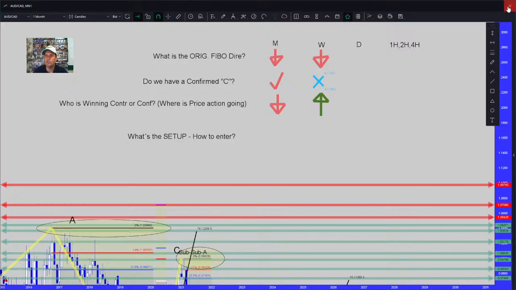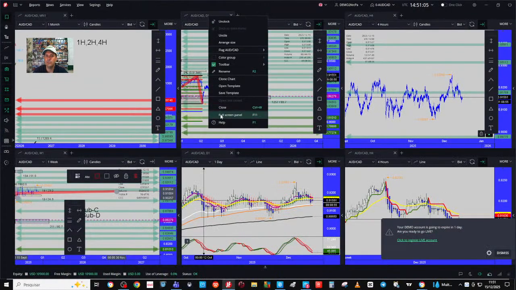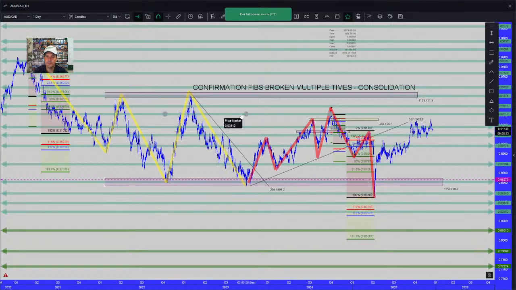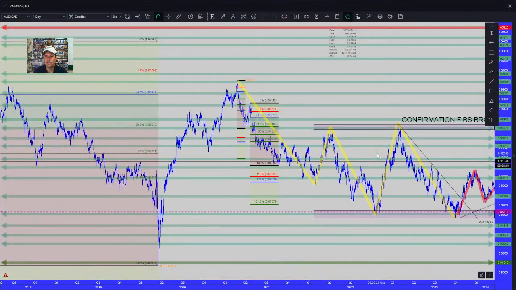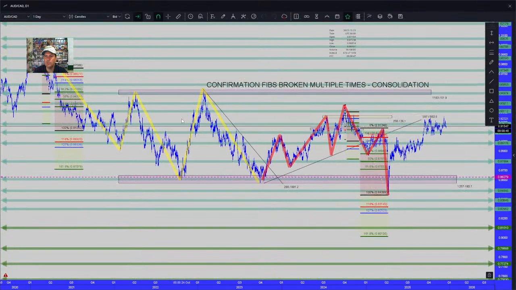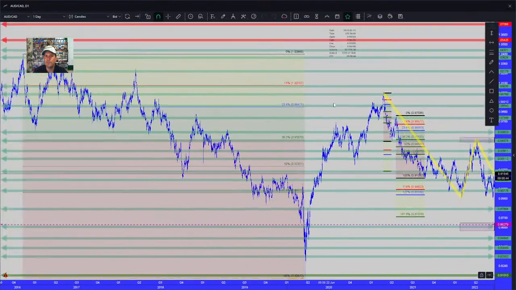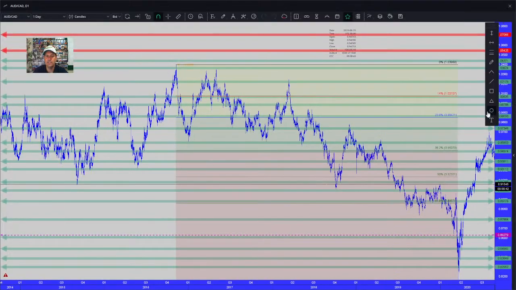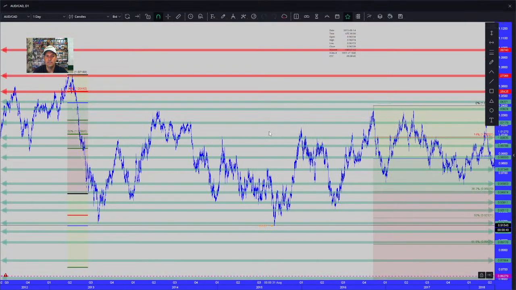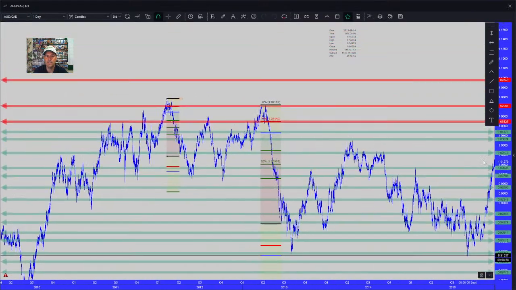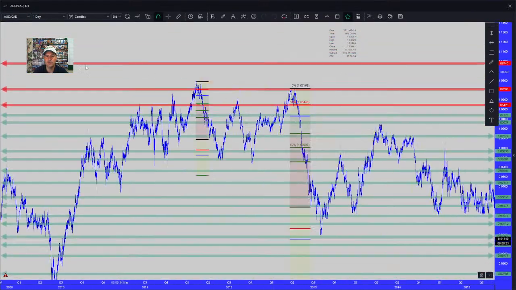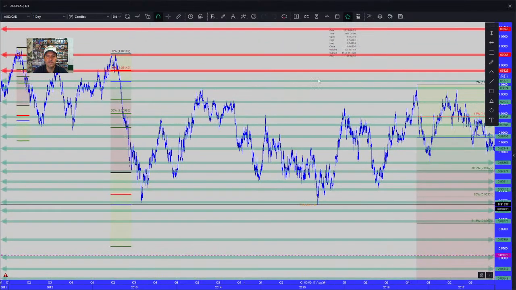Okay, now let's go on the daily. Same three questions. Confirmation broken multiple times, so if I'm not mistaken, everybody, looks like this is the, whoops, green goes to green from the very beginning, right? I'm not sure if this is the daily.